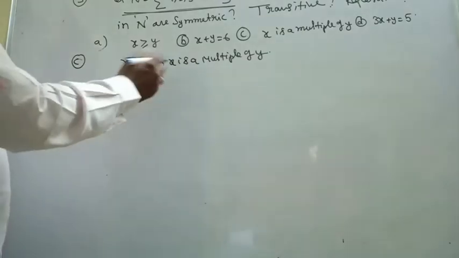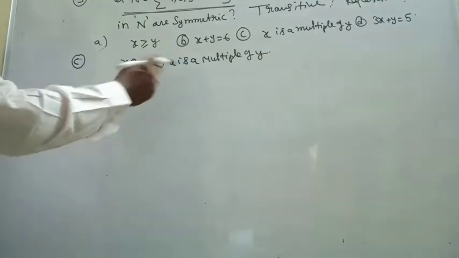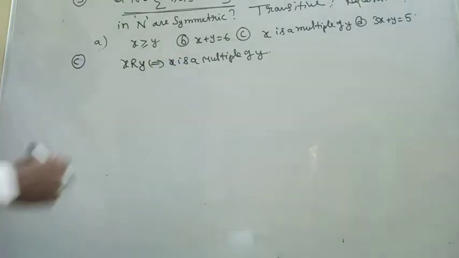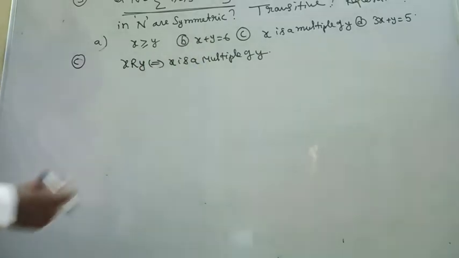Now see, the third one, x is related to y. Here the relation is x is a multiple of y, right? x is related to y means x is a multiple of y, right?